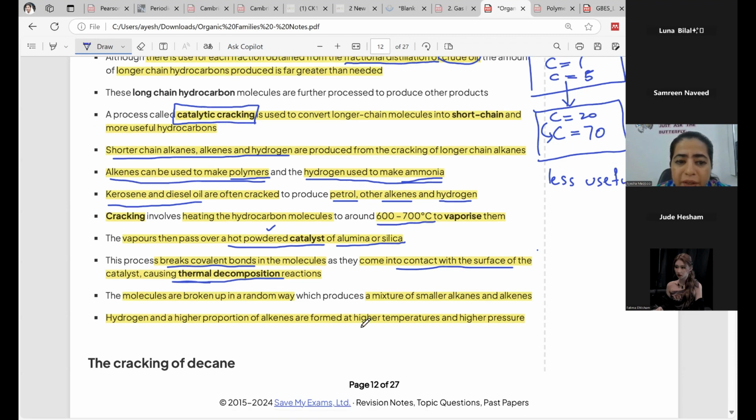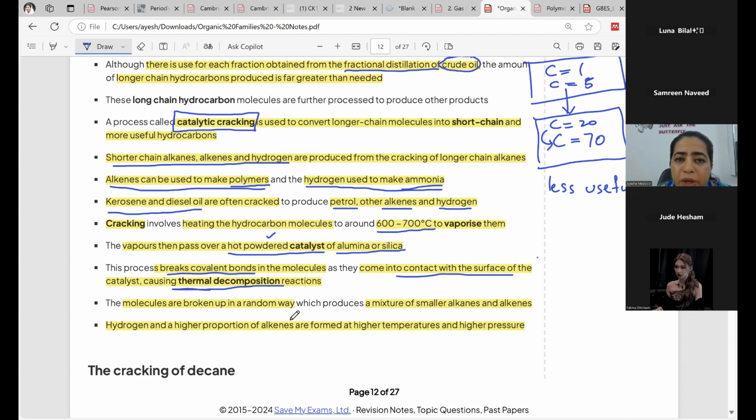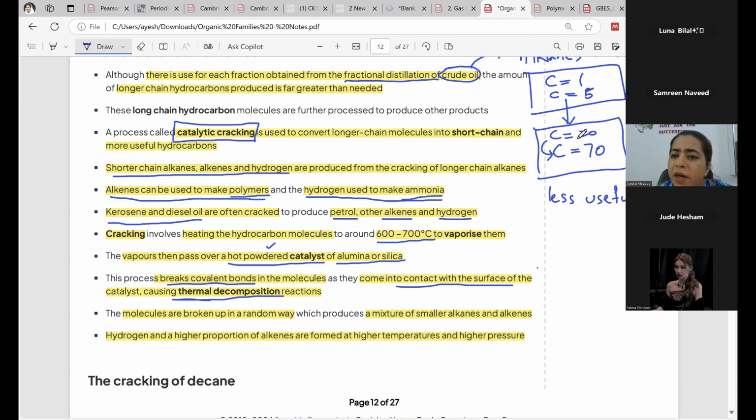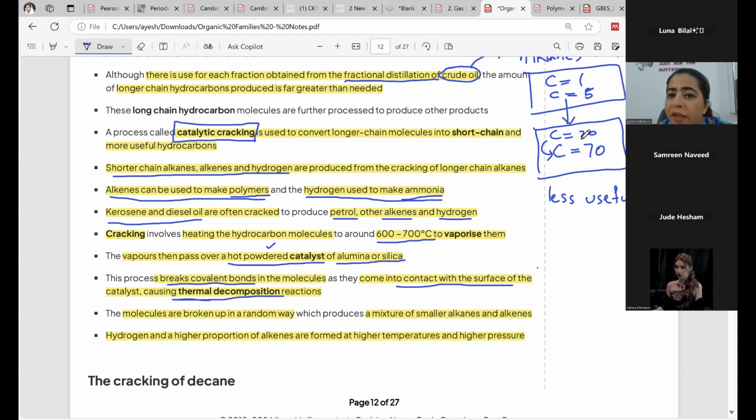Okay, so for catalytic cracking, because it is going to happen randomly, it is a random method. Random means, let's say you have 20 carbons, they can break randomly. Maybe they can break into two pieces of 10 carbons. They can break into two pieces of 15 carbon and 5 carbon, 17 carbon and 3 carbon. So we cannot control the length of breaking. It is going to happen randomly.